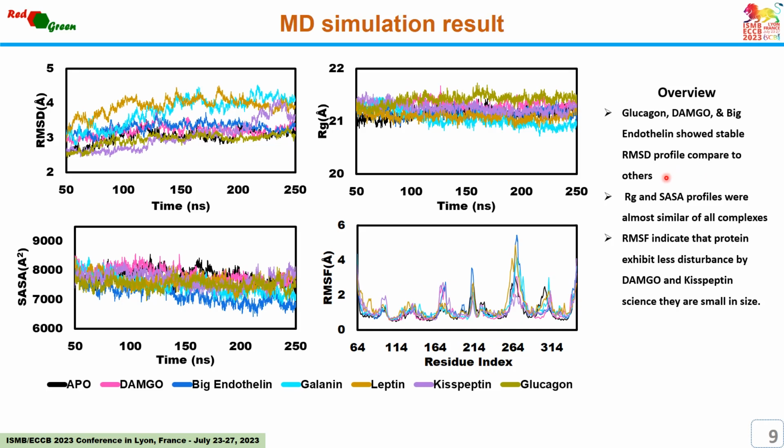The other profiles, RG and SASA, are almost similar for all complexes. And at the time of RMSF, we noticed that only DMGO and crispeptin disturb the protein structure less, as they are small in size.